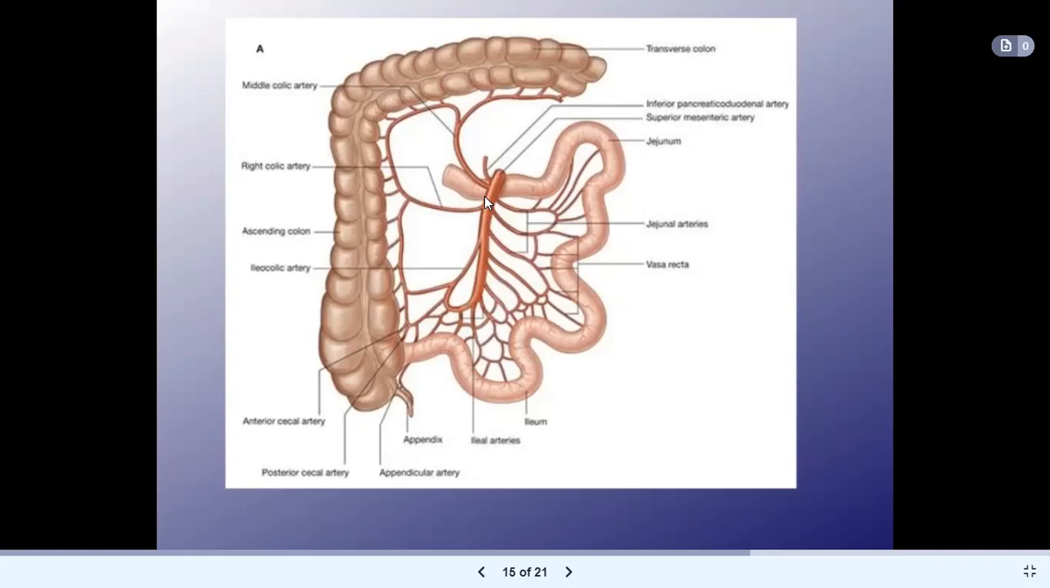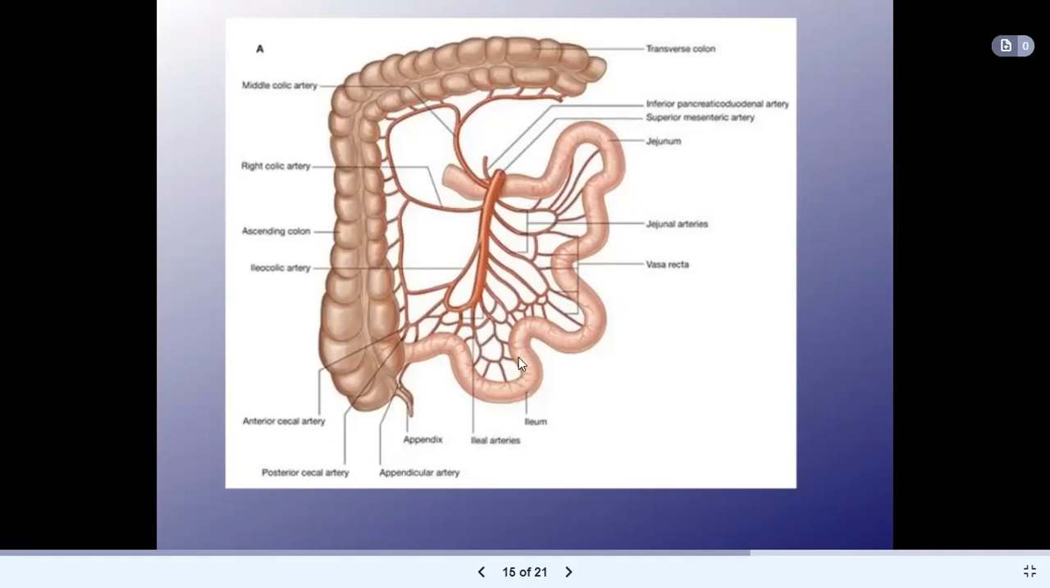Then we have the jejunal arteries. Here you find the jejunal arteries forming a network. This is your jejunum, and this down here is your ileum. Both are part of the small intestine. The jejunum is supplied by the jejunal arteries. These are the jejunal arteries coming from the superior mesenteric artery, and they form a network here supplying the jejunum.